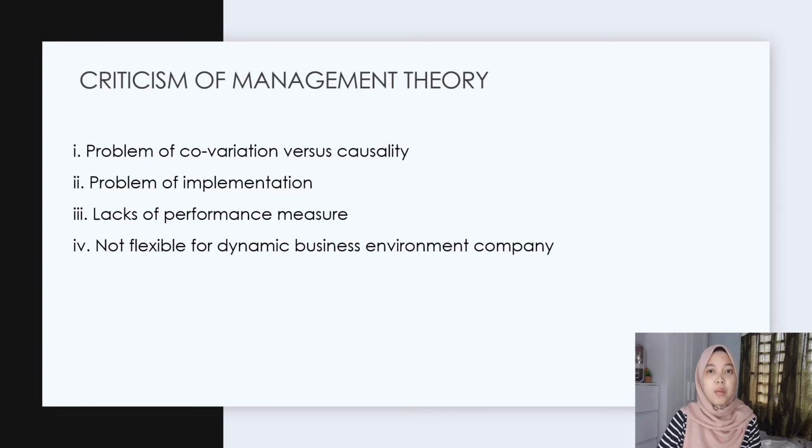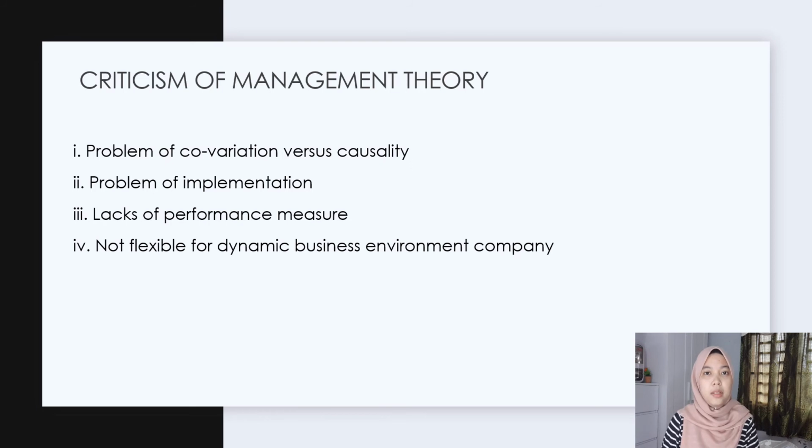I will continue about the criticism of the theory. The balanced scorecard theory has been argued to have a problem with covariation versus causality. The model created by Kaplan is problematic, where the model has a problem with the cause and effect relationship.